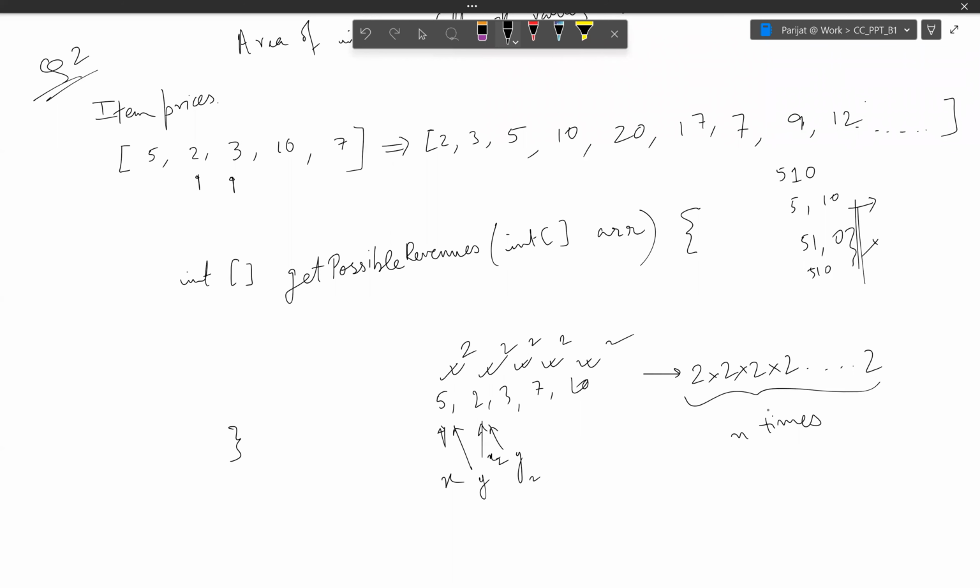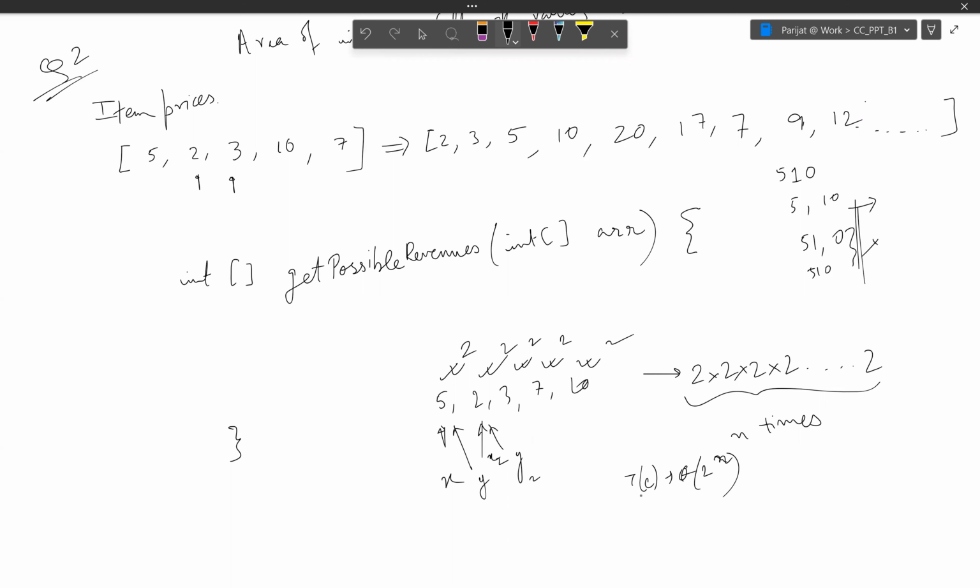You don't have to care about duplicates in this case. So your order of complexity will be something like big O of 2 to the power n. Okay, so this will be your time complexity, because you can either hold the elements or not hold the elements.